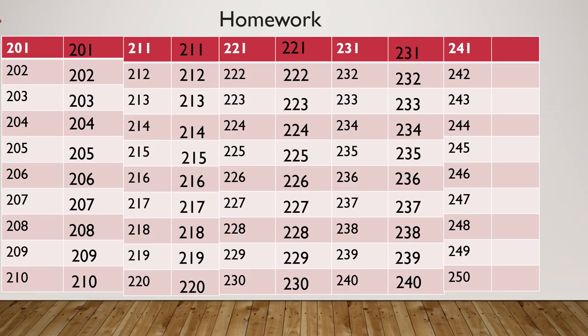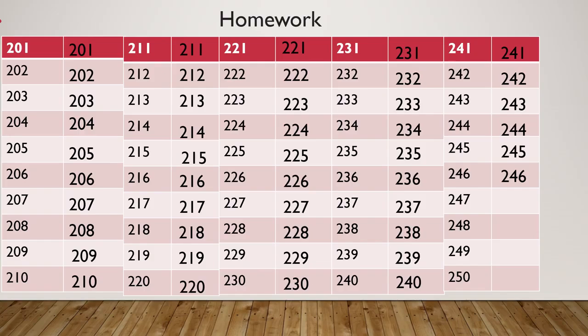Next row is 241, 241. Then I will write here 241. Next is 242, then 242. Next is 243, then 243. Next is 244, then 244. Next is 245, then 245. Next is 246, then I will write here 246.